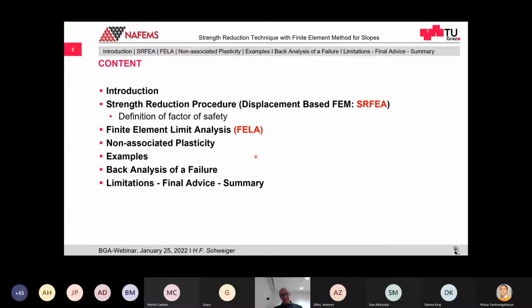Of course, I show some examples, compare with limit analysis, compare with finite element limit analysis, and also with limit equilibrium. And just to show you the advantages of the finite element method, towards the end I will show a back analysis of a failure. And then I finish off with limitations. That's important because you have to be aware of the limitations of this method, give some final advice, and come up with a summary.